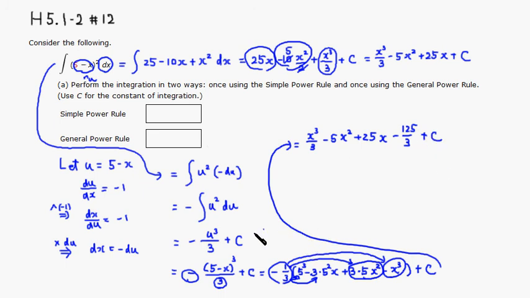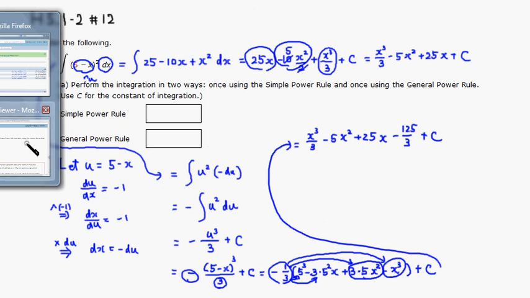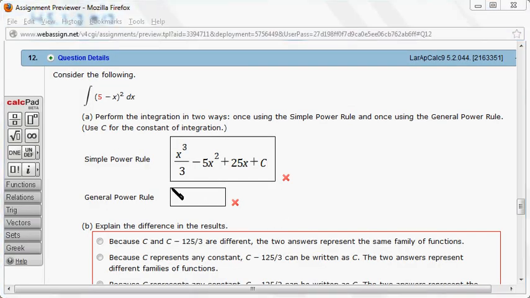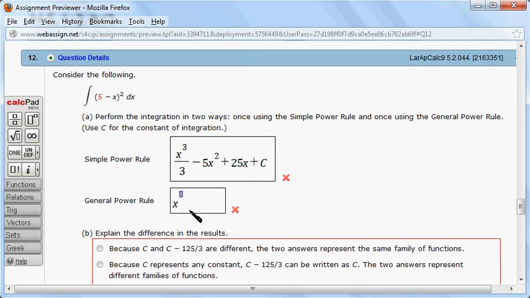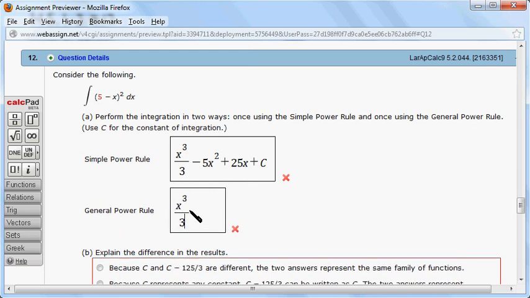So let's type that in. The answer was x cubed over 3 minus 5x squared plus 25x minus 125 over 3 plus c. So that's the answer.